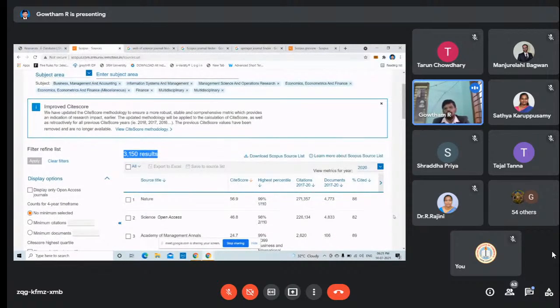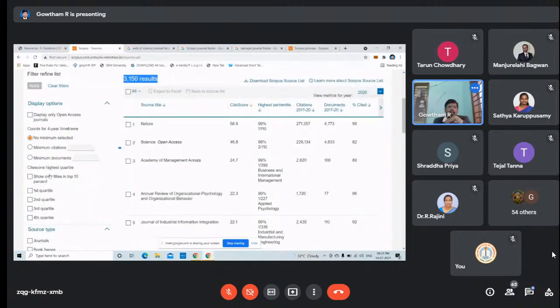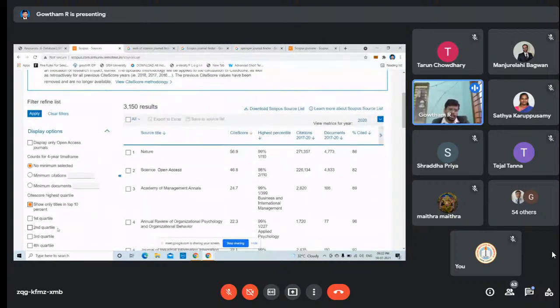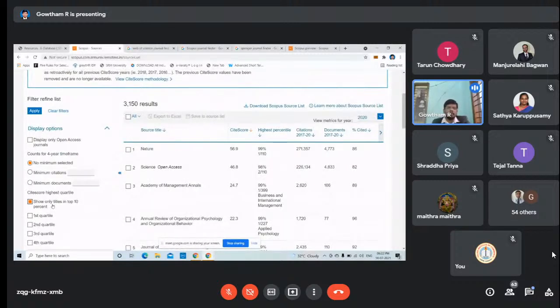Say for example, first you say, sir, I want only the top journals. I don't want any other journal. This 3150 is not needed for me. How can I do that? You can go back here and click here, show only titles in the top 10 percentile. Select that option, and at the top you could find filter refine list. Click on show only titles in top 10% and click apply.